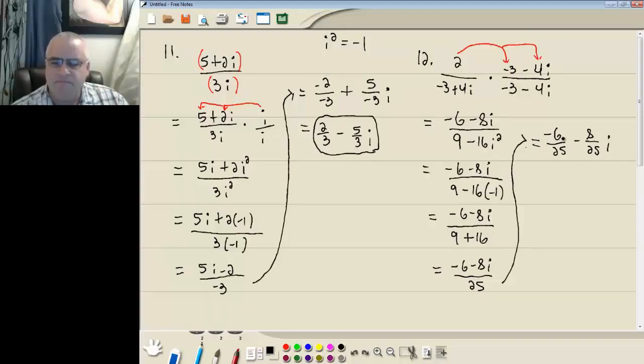Now, actually I guess nothing simplifies, does it? So that's our answer.